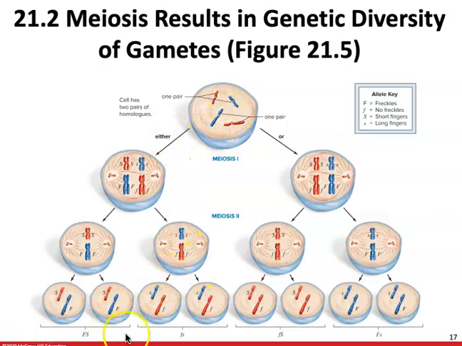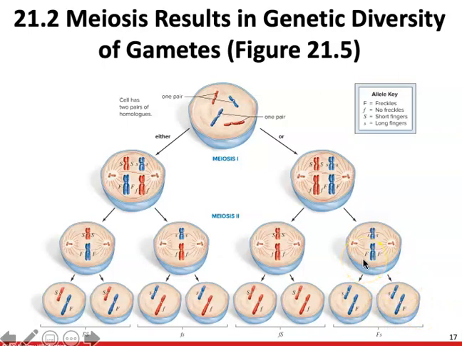So what we end up with is potentially we have an individual who is dominant for freckles and dominant for short fingers. Or we could end up with an individual who is recessive for freckles and recessive for short fingers. Or they could be recessive for freckles and dominant for short fingers. Or they could be dominant for freckles and recessive for short fingers.